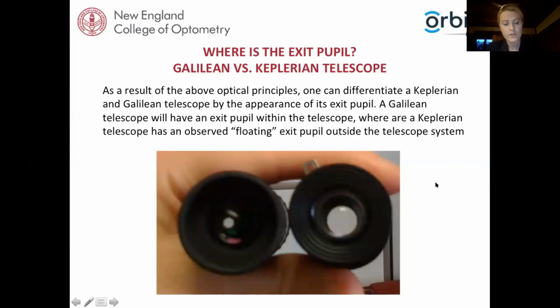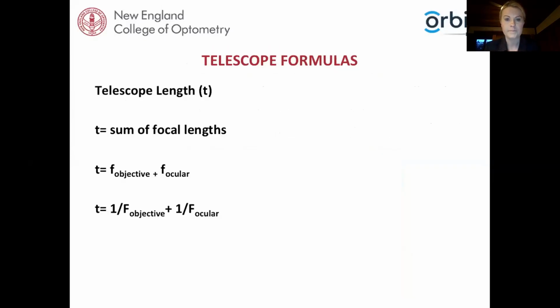The other thing too is, because of the optical principles that we're using, the Galilean systems are limited in the magnification provided. It's really hard to make a Galilean telescope for a patient as a low vision device at higher powers than 4x. Whereas with Keplerian systems, we can go much higher than 4x quite easily. So that's another thing to note: the systems have different capabilities.